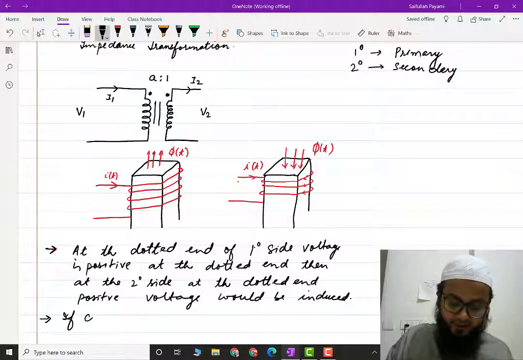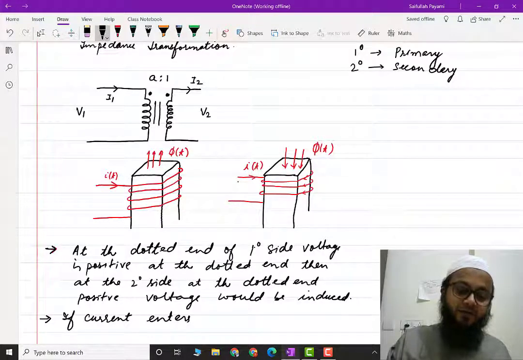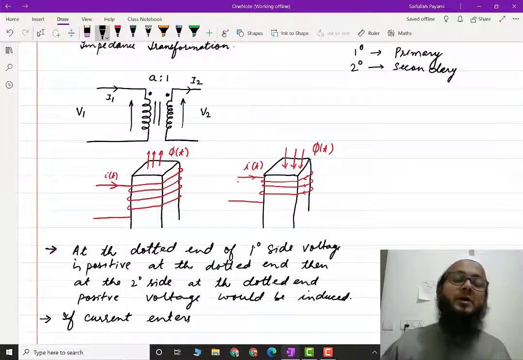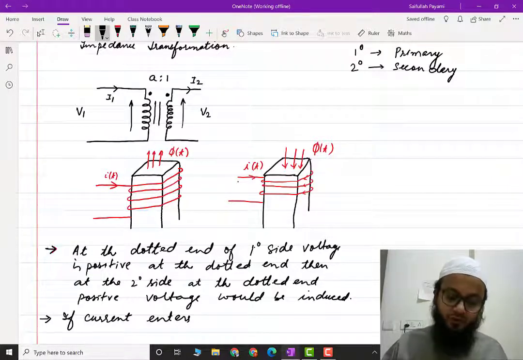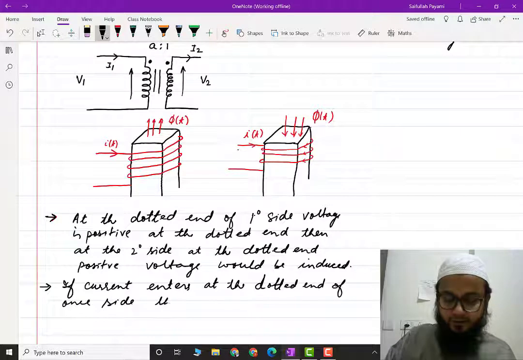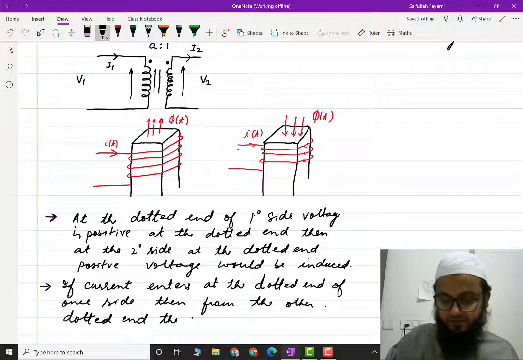Second, this primary side is one of the sides, and it works either way. If positive is on this side, the positive voltage would be induced on the other side as well. So if the current enters at the dotted end of one side, then from the dotted end of the other side the current will leave.